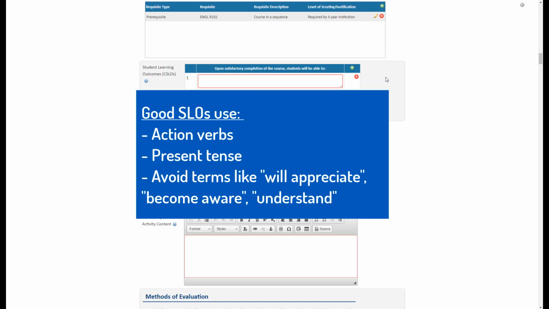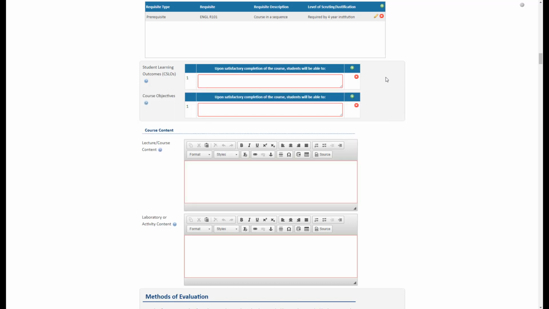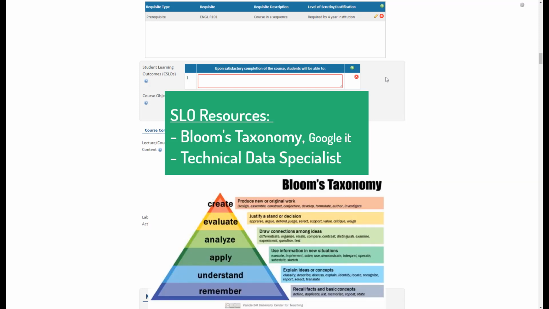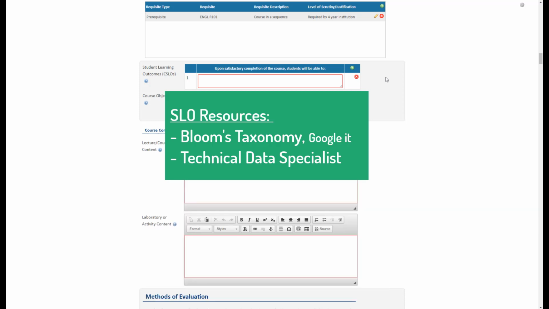SLOs specify an action by the student that must be observable, measurable, and able to be demonstrated. Well-written SLOs use action verbs, the present tense, and avoid terms such as will appreciate or become aware or understand, because those aren't measurable. Appropriate verbs linked to a hierarchical ordering of cognitive skills can be found in Bloom's taxonomy. I've posted a helpful graphic to the Canvas shell, so I recommend using that as a guide when writing your SLOs. Janet DeWald, our technical data specialist, can also assist you.